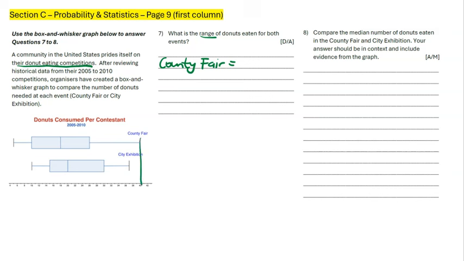If I'm estimating going down, that looks like it's going to be a maximum of 40. Down here, it's in between 4 and 6, that's going to be 5. So that's going to be a maximum of 40 minus a minimum of 5, which means the county fair range is going to be 35.